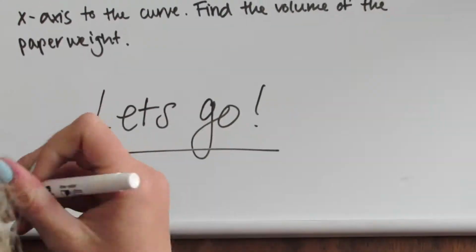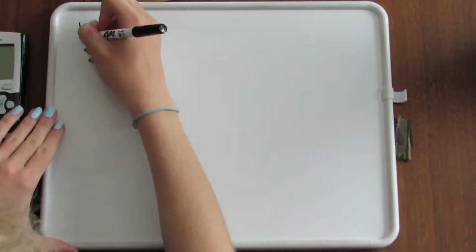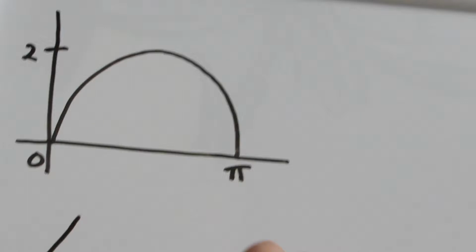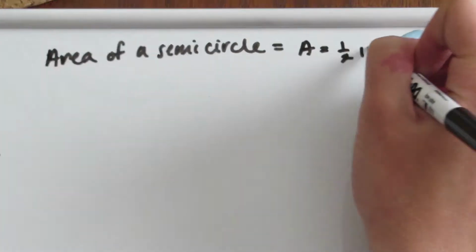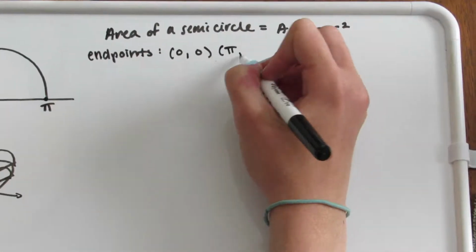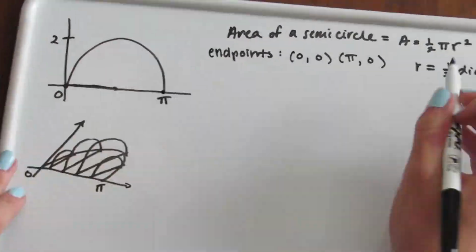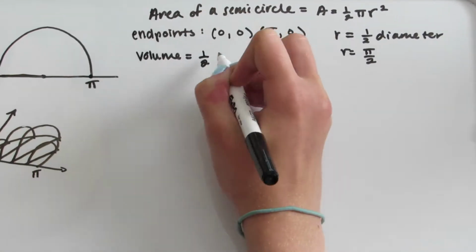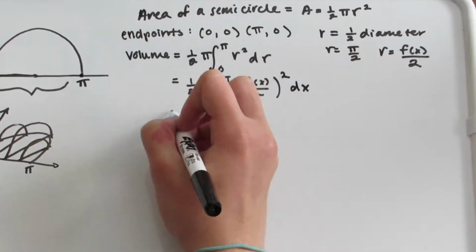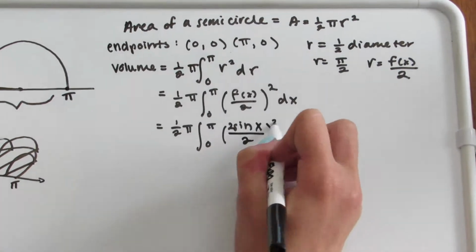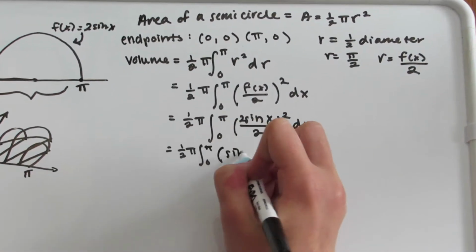Let's go! Again, it's really important to visualize the problem, so the first thing we do is make a rough sketch of how it would look, or even use the calculator to solve it. But let's not use calculators yet in this problem. Let f of x equal 2 sine x. Then, knowing that the area of a semicircle is pi r squared over 2, and we also know that the radius equals half the diameter.